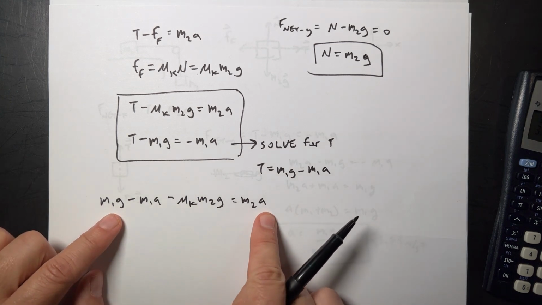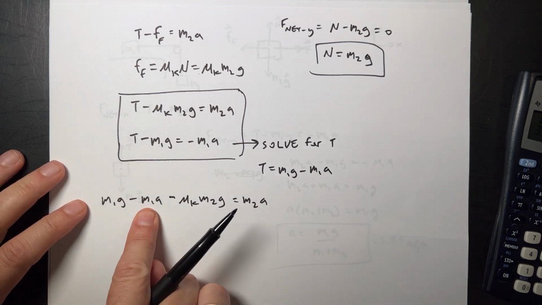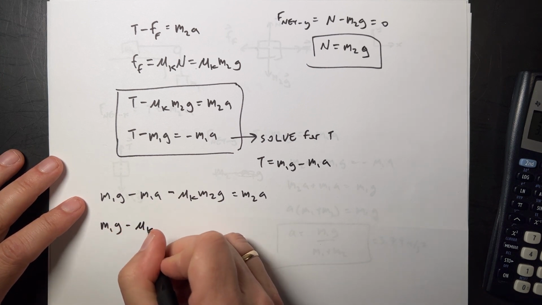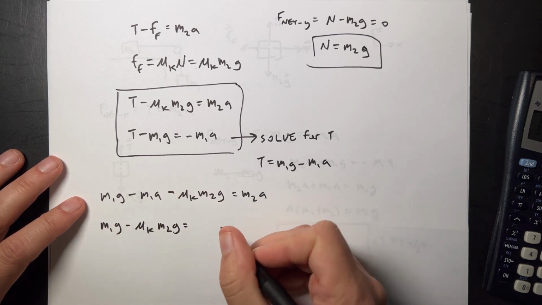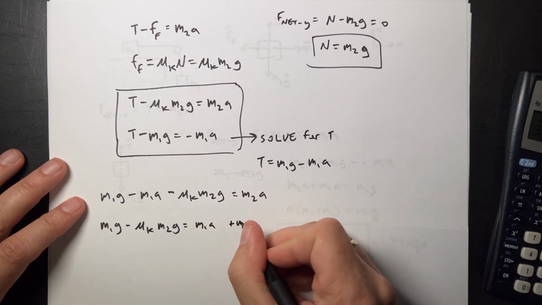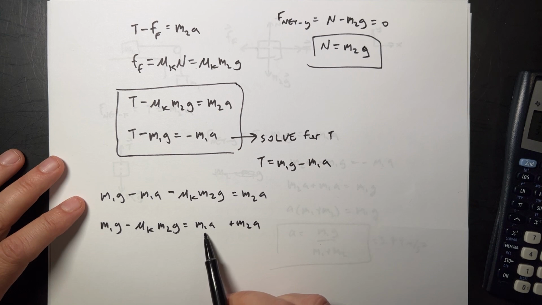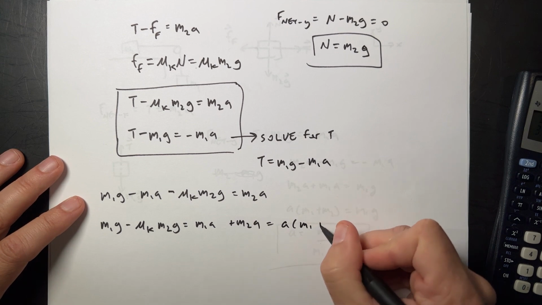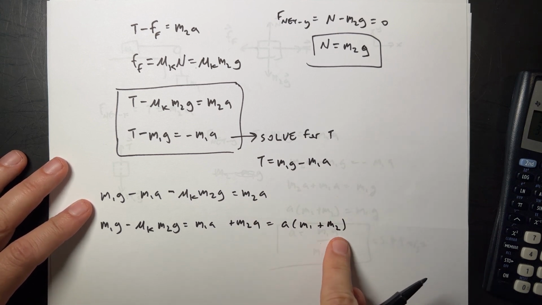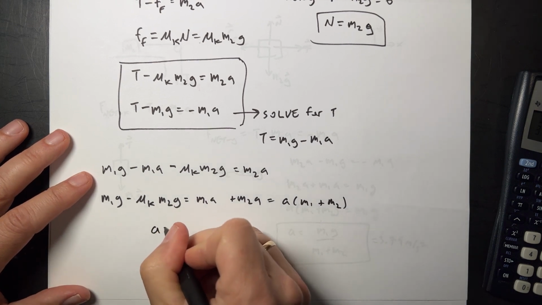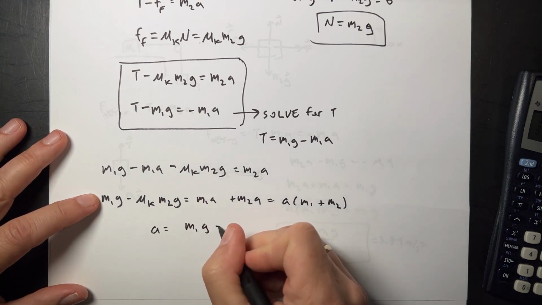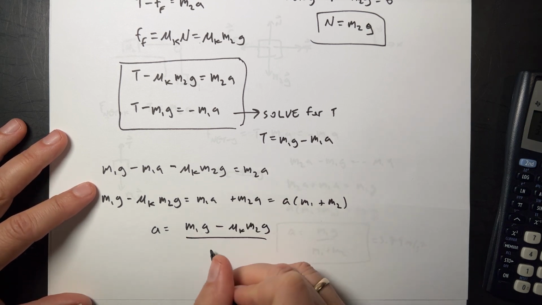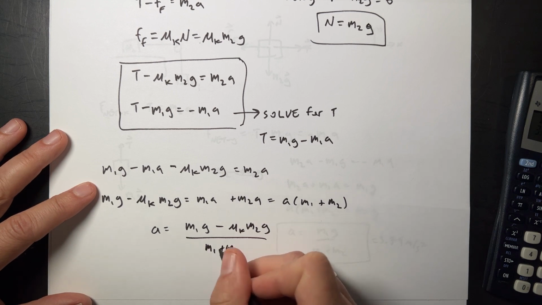Now, there's only one thing I don't know, a. So I want to get the a terms on one side of the equation. I'm going to add m1a to both sides. So I get m1g minus mu k m2g equals m1a plus m2a. I'm going to factor out the a, so it's going to be a times m1 plus m2. Now I can divide both sides by m1 plus m2, and I get a equals m1g minus mu k m2g, all of that over m1 plus m2.